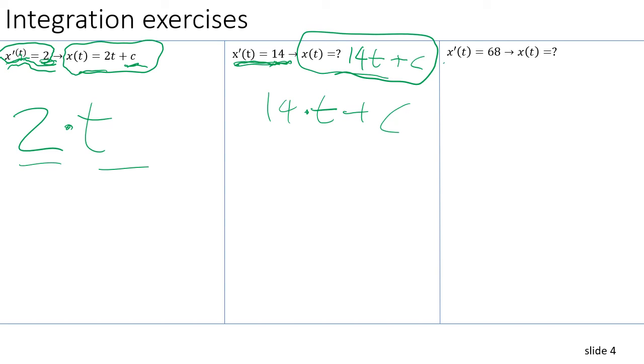Okay, now for this question. What is the integral of x prime of t equals 68? This nice function right here. Well, as we knew from the stuff we did before, the answer is 68 times t plus c.